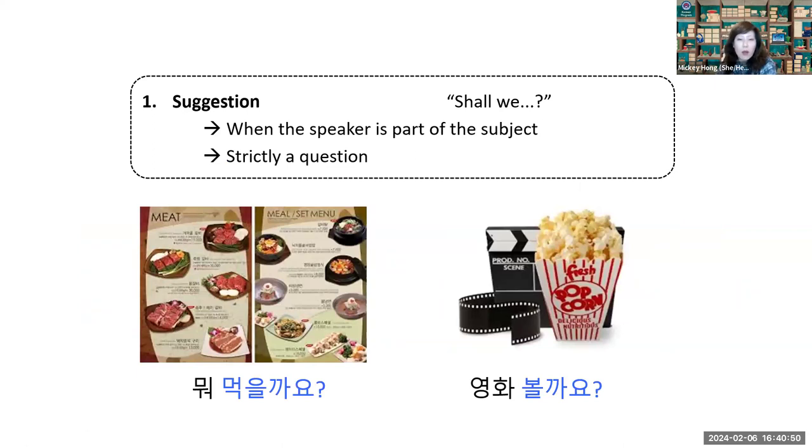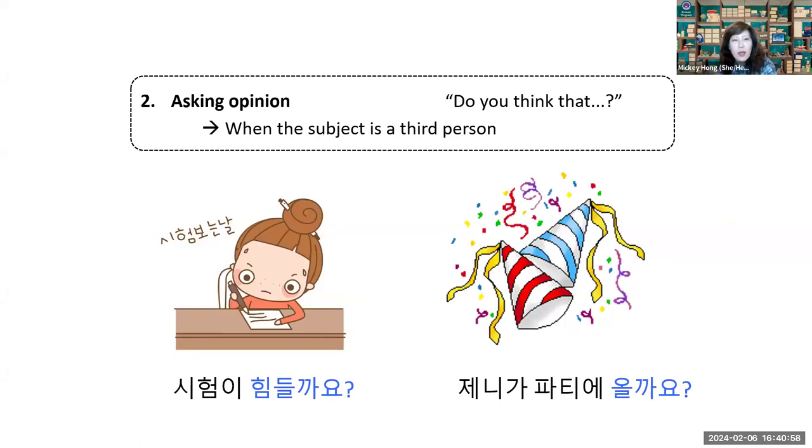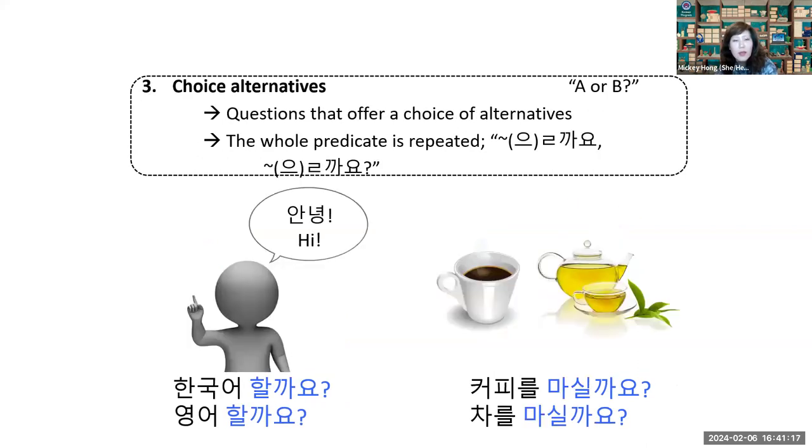뭐 먹을까요? 영화 볼까요? Verbs only. Adjective or verb. 시험이 힘들까요? Do you think the test will be difficult? It will be hard. 제니가 파티에 올까요? See, it's not about us. Do you think Jenny will come to the party? Choices. 한국어 할까요? 영어 할까요? Should I speak in Korean or English? 커피를 마실까요? 차를 마실까요? Should we have coffee or tea?